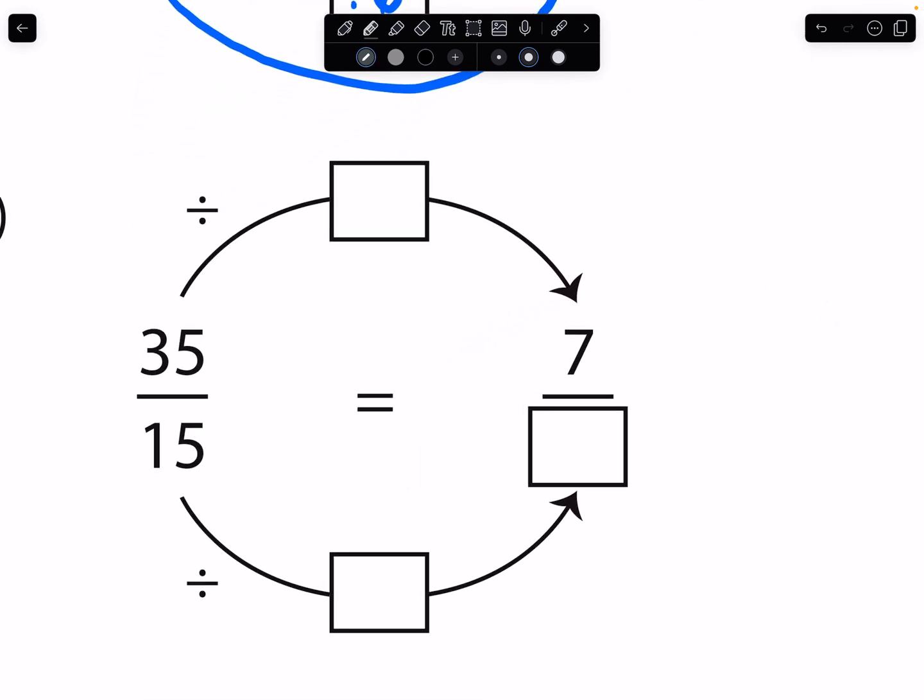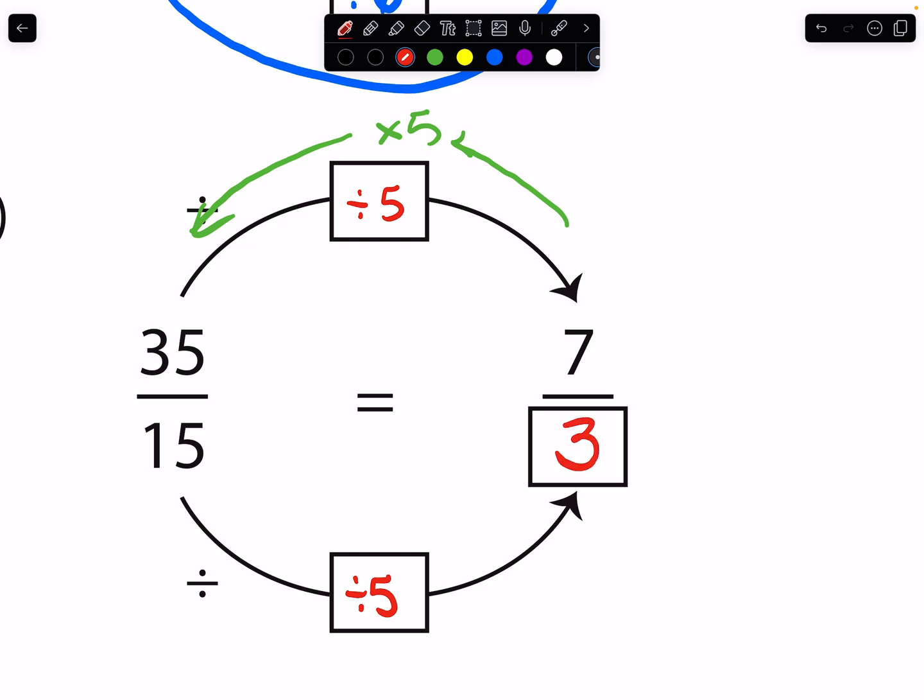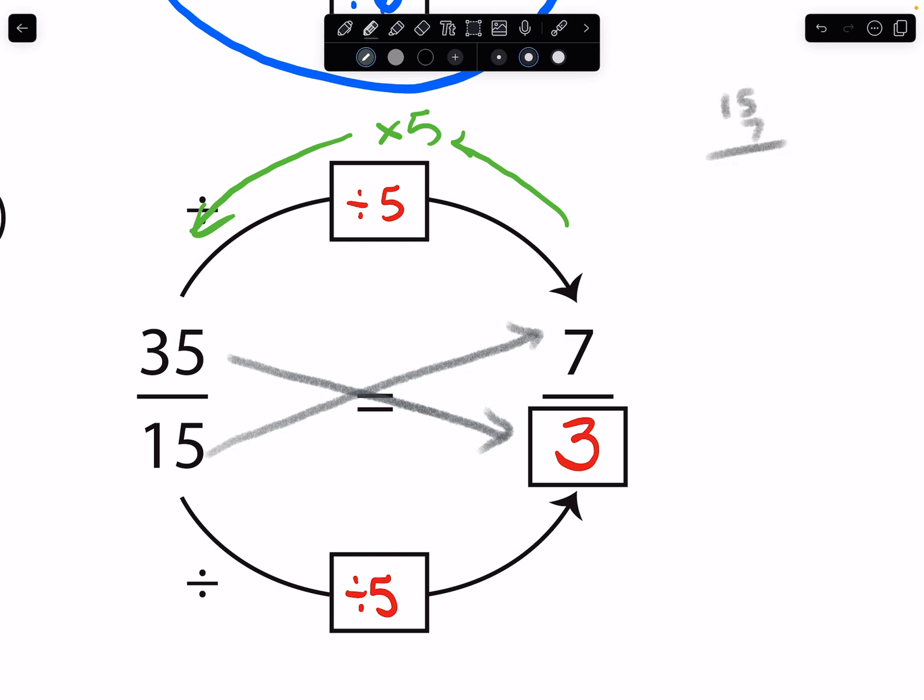Okay, on number 3, you need to remember that 35 divided by 5, or if I were going the opposite way, times 5, going this way. 7 times 5 is 35. So we're going to fill in divided by 5. 15 divided by 5 is 3. We are going to check our work. We're going to use a calculator. Miss Ehringer is going to do it by hand, so hopefully you use that.